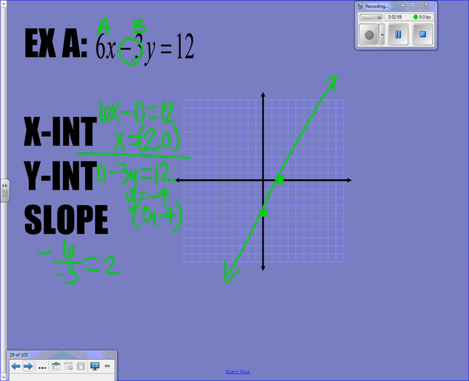Now I can check that. Does that make sense? From here, do I go up 2 over 1, up 2 over 1? Yep, that's a slope of 2. This is just the faster way to finding it. If that doesn't work for you and you want to actually count, then you can count and have it work like that. Example B is 4x plus 5y equals 20.